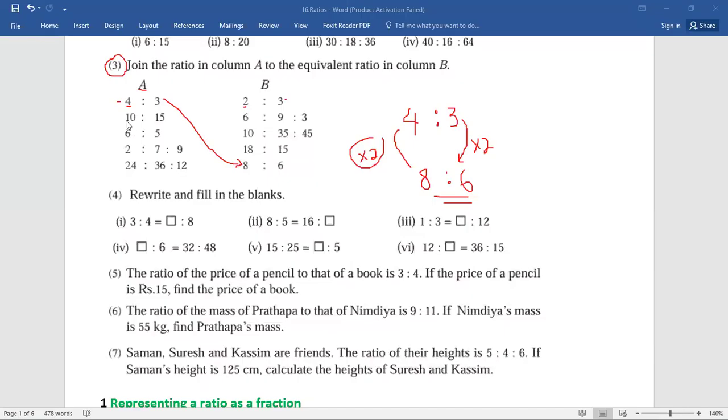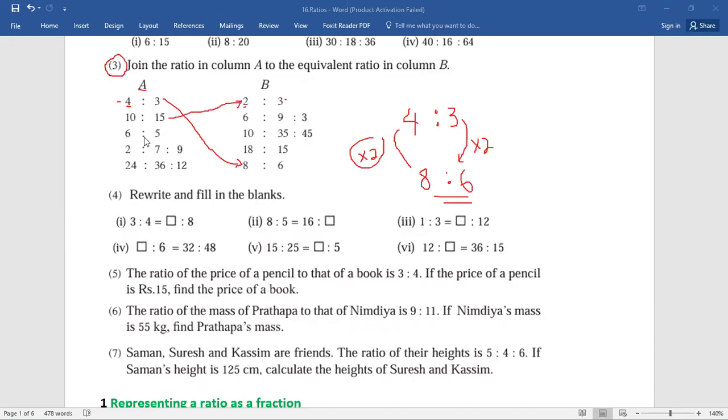So let's go for the 10 to 15. Here there are 3 ratios, and these two can be removed. Can 10 be converted into 2? Yes. How? If you divide 10 by 5, you can obtain 2. If you divide 15 by 5, you can obtain 3. So this is the match for this one.